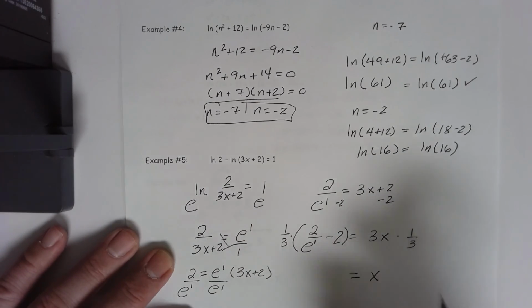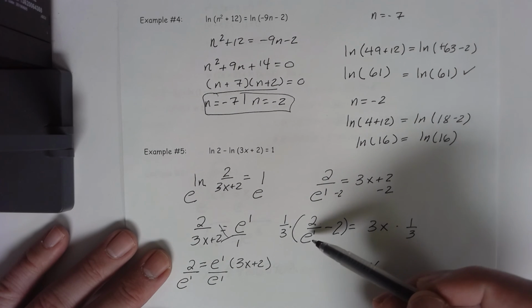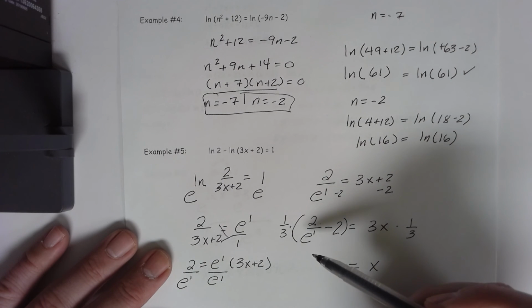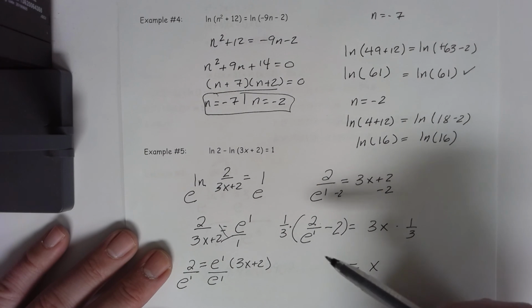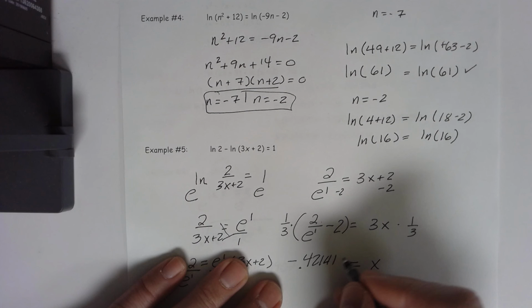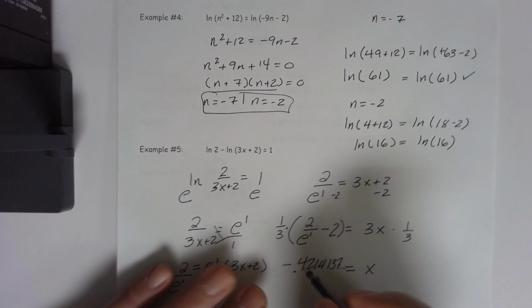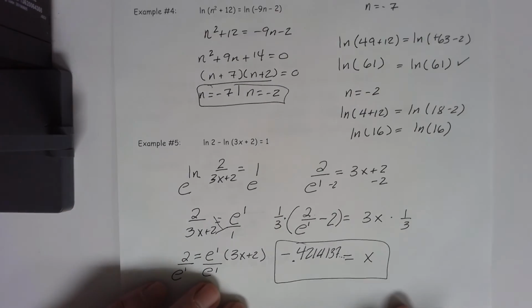And you're thinking, Mr. J, how am I supposed to put this in the calculator? Very easily. Do 2 divided by e to the first power. Get that answer. Subtract 2 from that answer. Then multiply that answer by 1/3 or divide the answer by 3. And I come up with negative 0.42141137, yada, yada, yada. That's close enough for what we're talking about, right? It's good enough for government work.